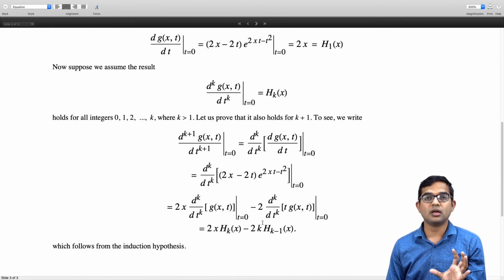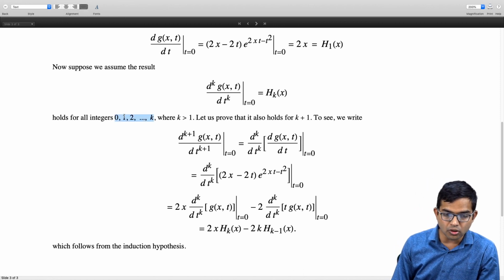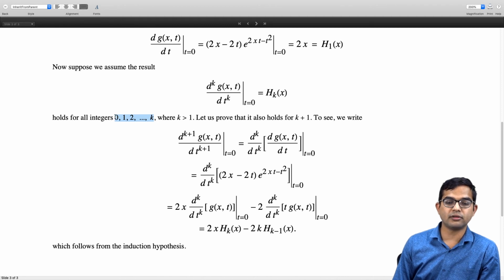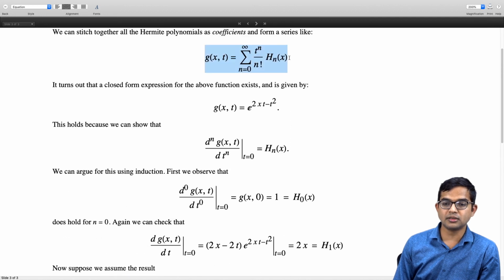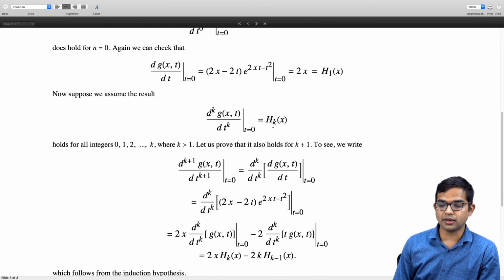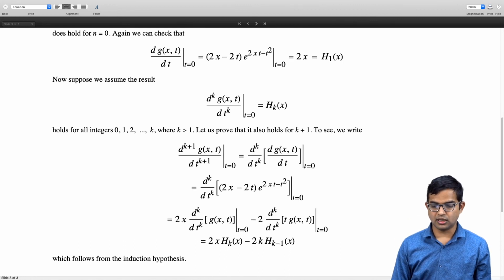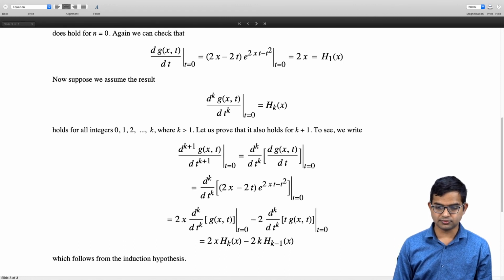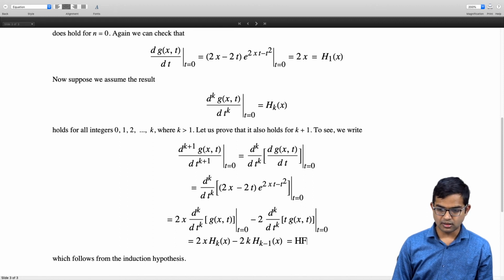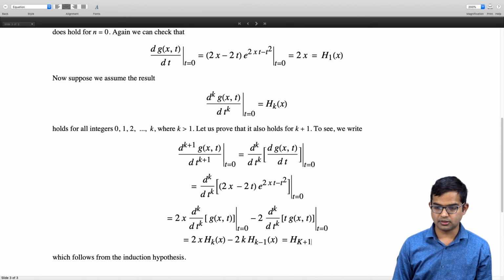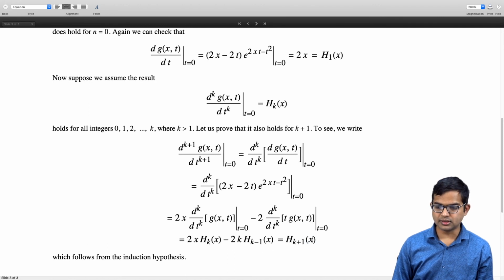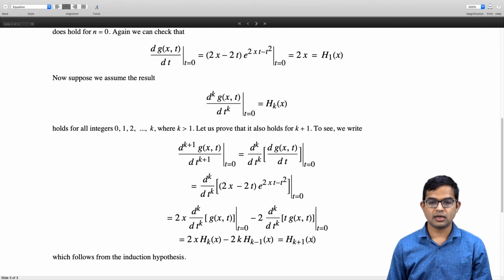So this is a consequence of the induction hypothesis, where we have assumed this is true for all these integers starting from 0 to k, and then we use that result in the original form of expanding this, and finally we argue that this is actually nothing but hk plus 1 of x, which is really a consequence of one of the recurrence relations.